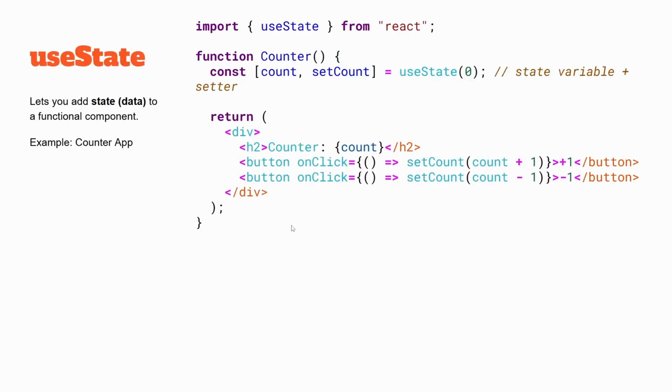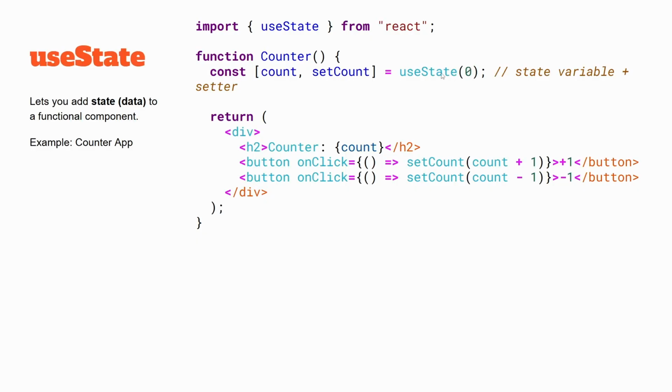So let's understand the use state. Now this is just an example of how use state is used. Because it's a hook, you have to import it first from the React library. So I will import it like this. Then you have to call this function use state with a default value. What is the initial value of the state?